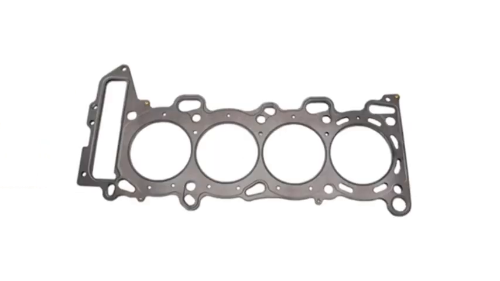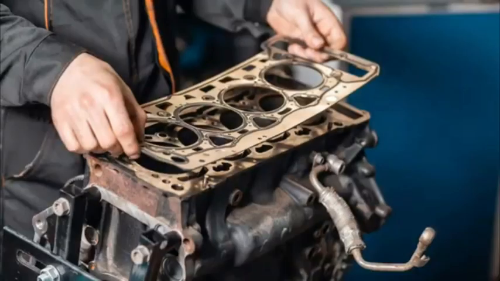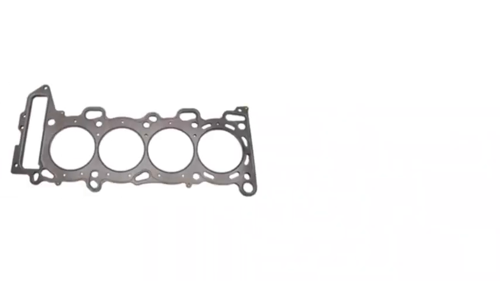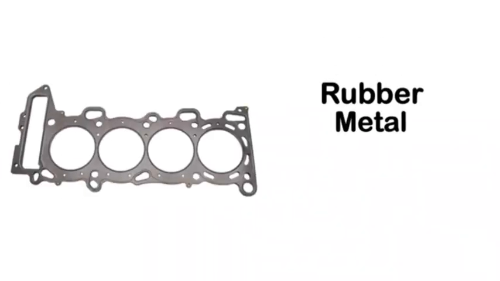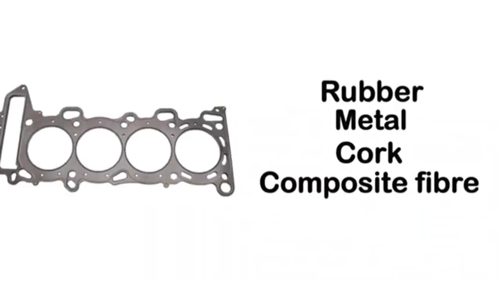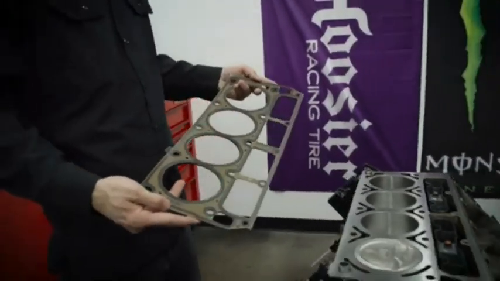A gasket is a flat sealing component used in engines to create a tight seal between two joined surfaces, preventing leaks of fluids or gases. It is typically made from materials like rubber, metal, cork, or composite fibers, depending on its location and function.